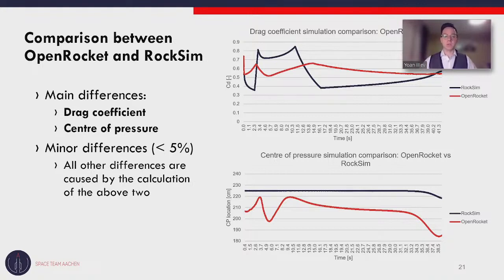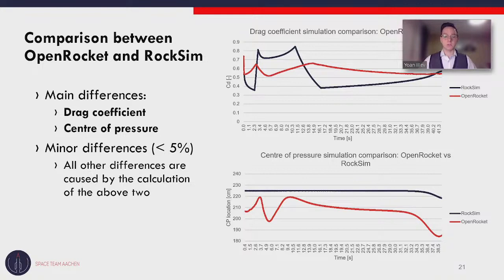The biggest differences between them are in the drag coefficient calculation, which you can see in the upper graphic. This is quite different, and again confirms the need for the implementation of CFD software to determine the drag coefficient as precisely as possible.